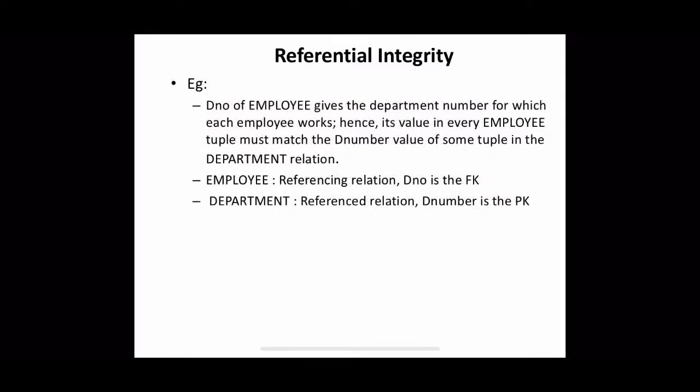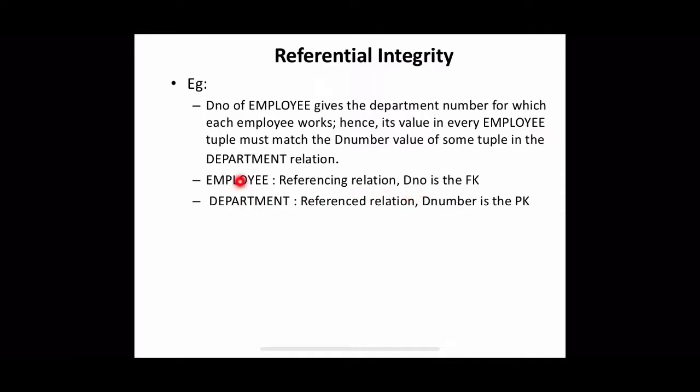We can see an example for referencing and referenced relation. So in our company database example, in the employee relational schema, we have an attribute DNO, right? This DNO will give the department number for which each employee works. So its value in every employee tuple must match the department number value of some tuple in the department relation, right? Then only it will be logical.